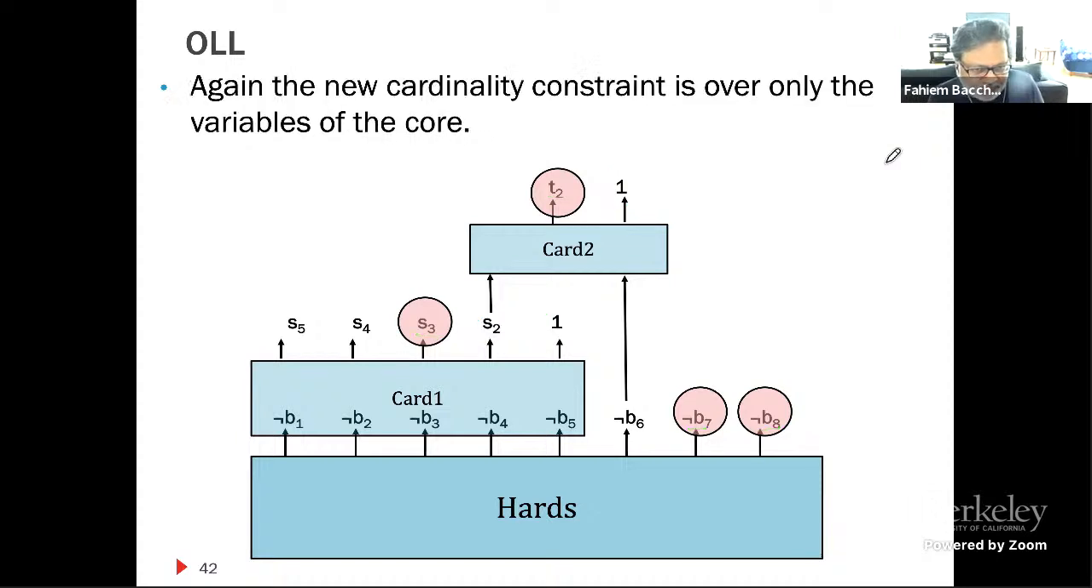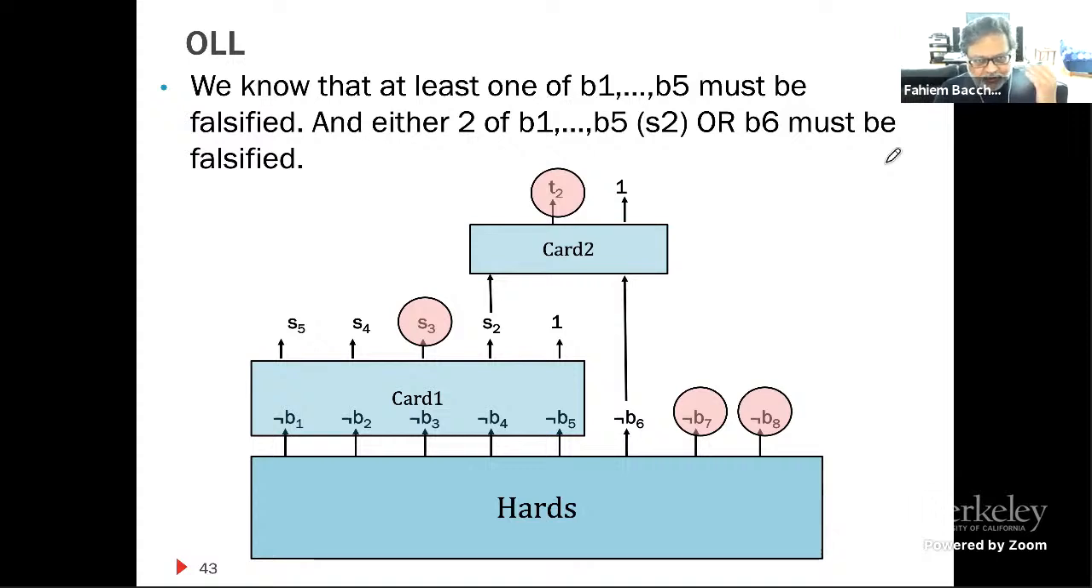And if we look at this more carefully, it's not hard to see that what you've done here is basically gotten information from the two SAT solves you've done, that one of these literals must be false. So you've allowed the SAT solver to do that. And either it's the case that two of these, that's what this S2 means, two of these literals are falsified, or this one is falsified. And that's what this cardinality constraint encodes.